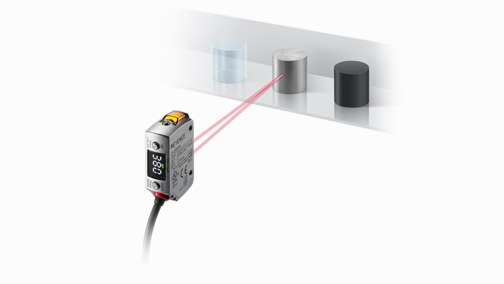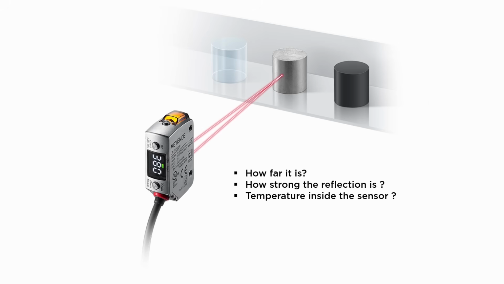But still, as a design engineer, we should always check the PLC and the control panel before selecting a sensor, whether it's supporting NPN or PNP signal inputs. Now, in some machines, we need more information from a sensor than just on or off. For example, not only to know if a part is present, but also how far it is, how strong the reflection is, what the temperature inside the sensor is, or even to diagnose the sensor. Is it working properly or does it need cleaning?